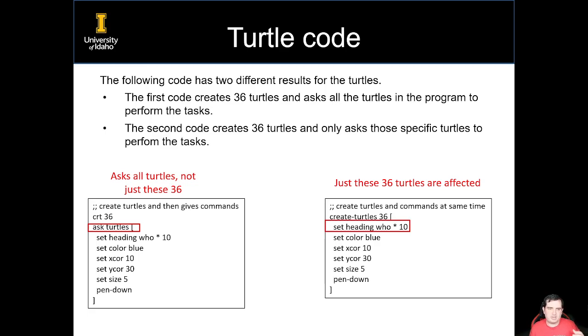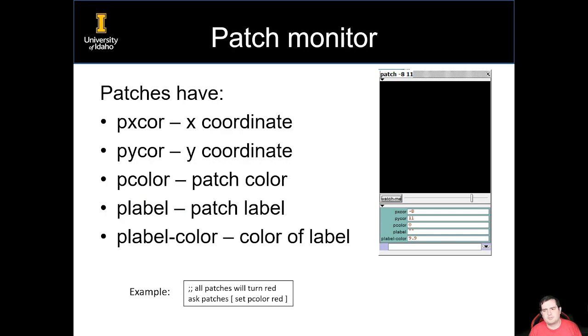So just paying attention to when you're implementing certain bits of code is very, very important. Should it talk to all the turtles? Should it only talk to a specific group of turtles? So just kind of keep that in mind as you're going through your code. Patch monitors, similar to a turtle monitor. There's a lot less information because patches don't have as much information that they really need to display. There's no real breed unless you made a breed of patches.